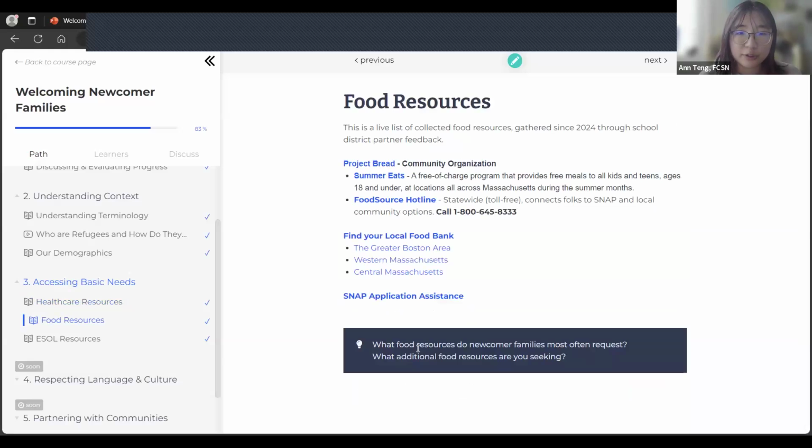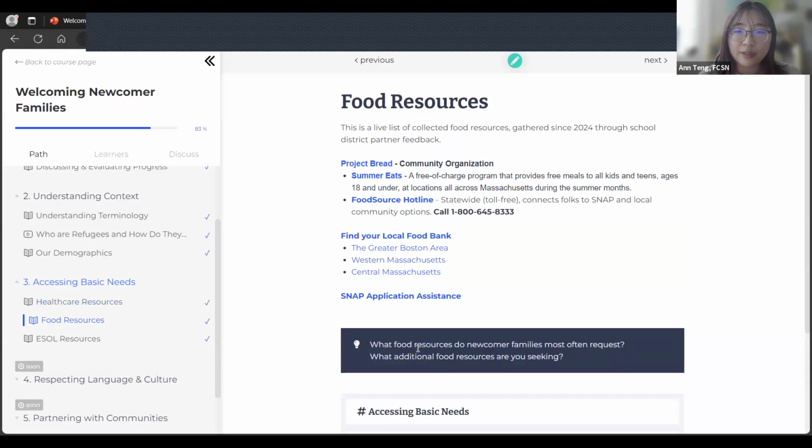In terms of food resources, we really wanted to emphasize Project Bread and the Summer Eats program. They have a free of charge program that provides free meals to all kids under the age of 18, regardless of status, at locations all across Massachusetts during the summer. So this is something that we can start pushing for families to know about before the summer begins.